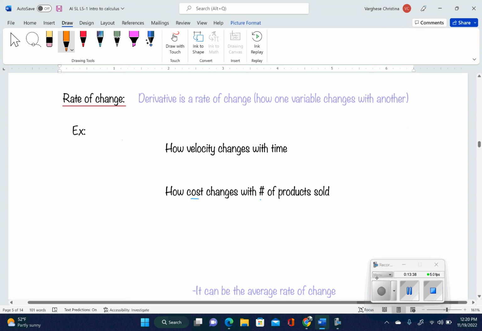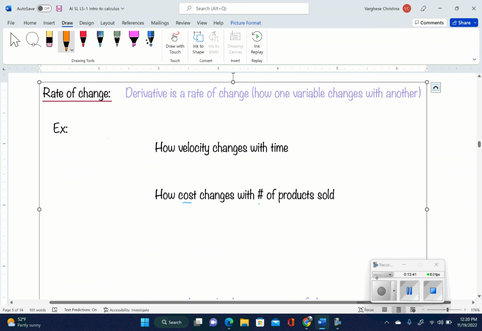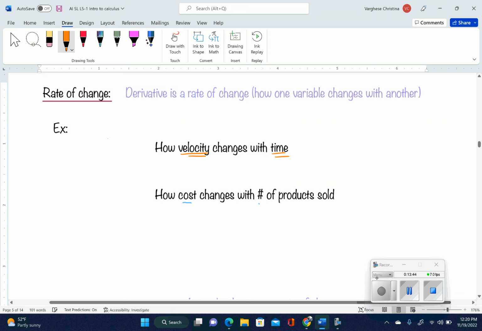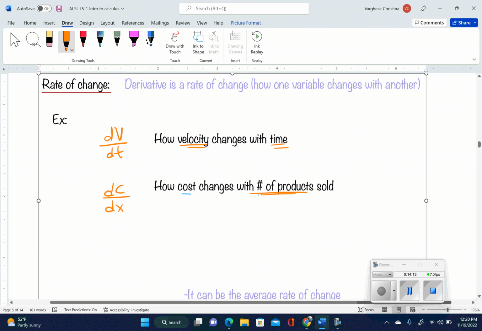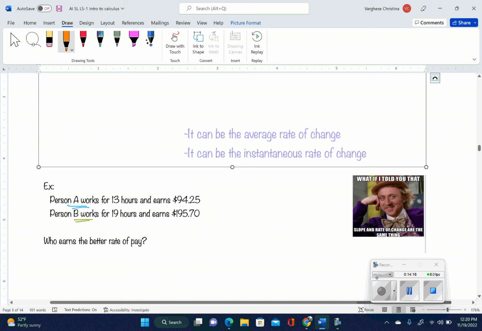You could also see this in physics, let's just say, so derivative, how velocity changes with respect to time. So that can be change in velocity, so dv over with respect to time, so we could say dv dt, right? Is a way that we can notate that. How cost changes with the number of products sold, so we could say dc over the number of products sold. We could say dx, right, if x represents the number of products that are sold. So you can find a rate of change between any two variables, okay? So it's basically the average rate of change or the instantaneous rate of change, okay?